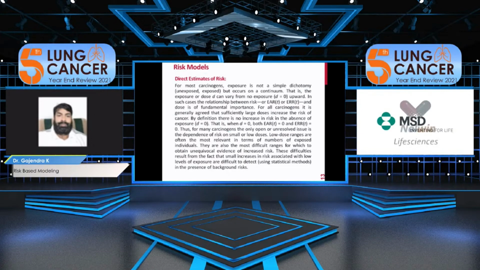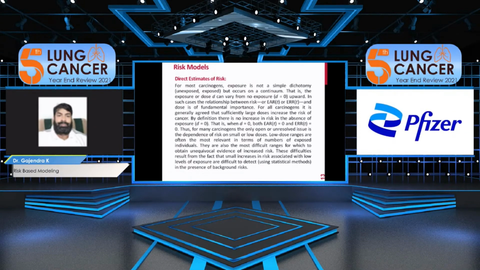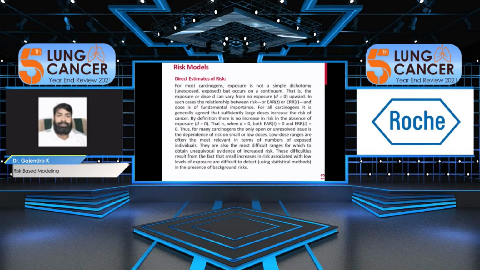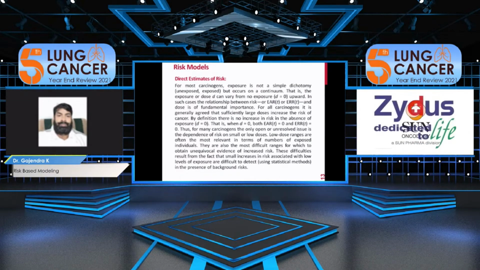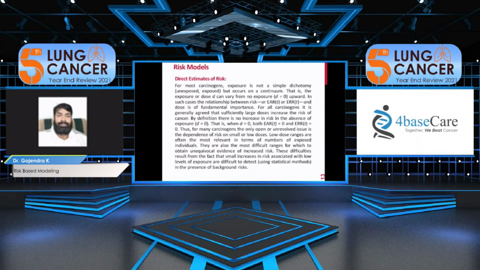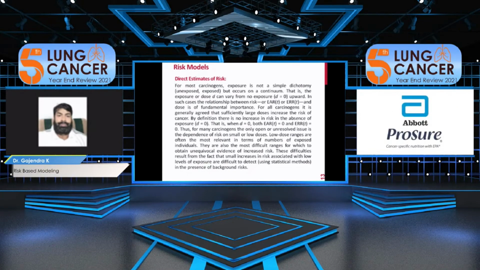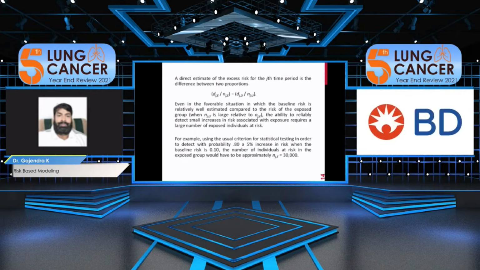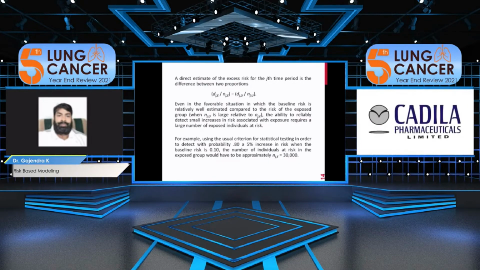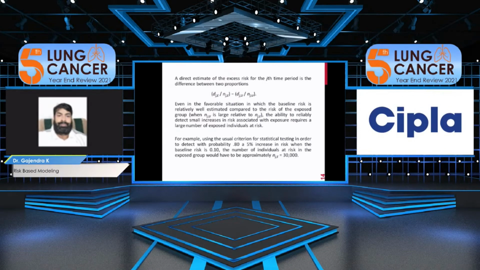Low dose ranges are often the most relevant in terms of numbers of exposed individuals. They are also the most difficult ranges for which to obtain unequivocal evidence of increased risk. These difficulties result from the fact that small increases in the risk associated with low levels of exposure are difficult to detect using statistical models in the presence of background risk. So the direct estimate of the excess risk for the ith time period is the difference between two proportions, dje divided by nje minus dju over nju.